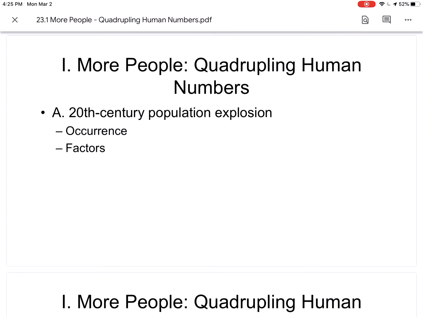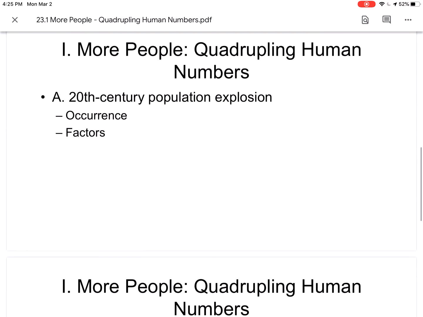A 20th century population explosion. All right, this occurred mostly in developing countries. They had lower death rates, advancing medical technology, and agricultural innovations like the Green Revolution.